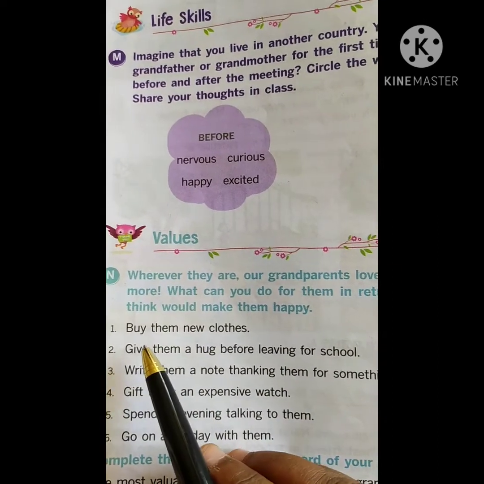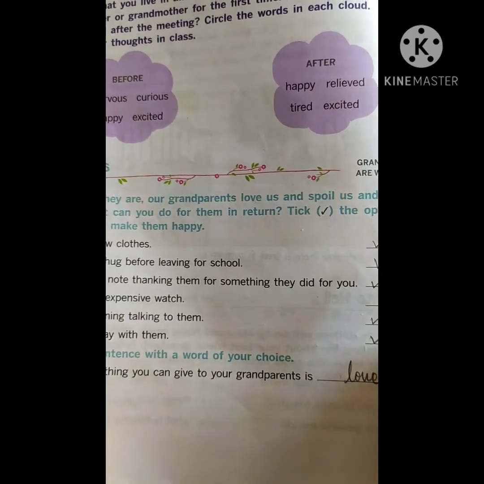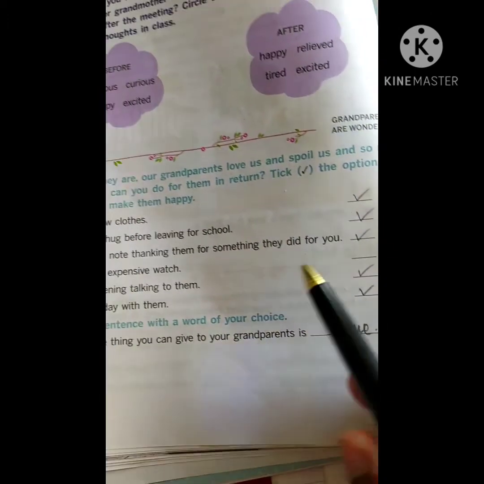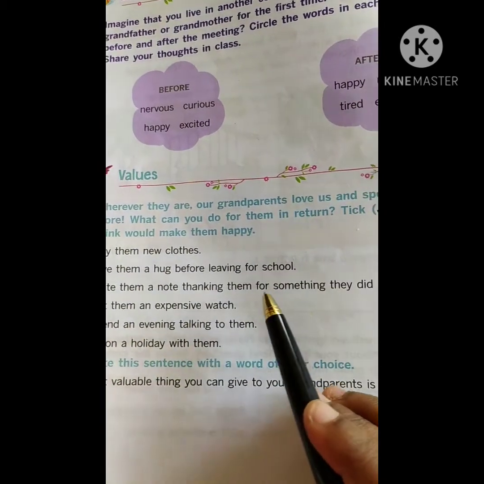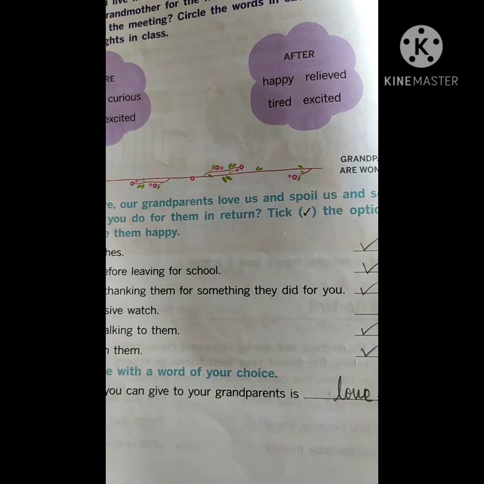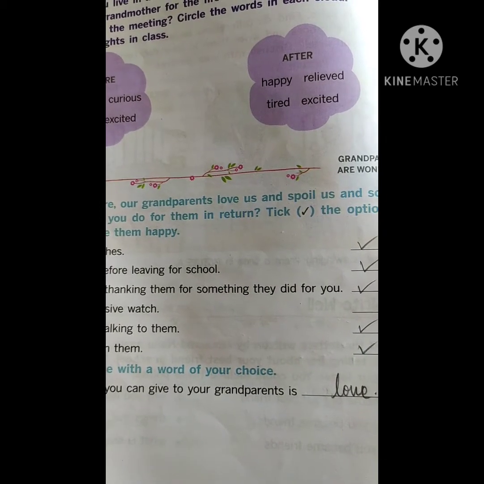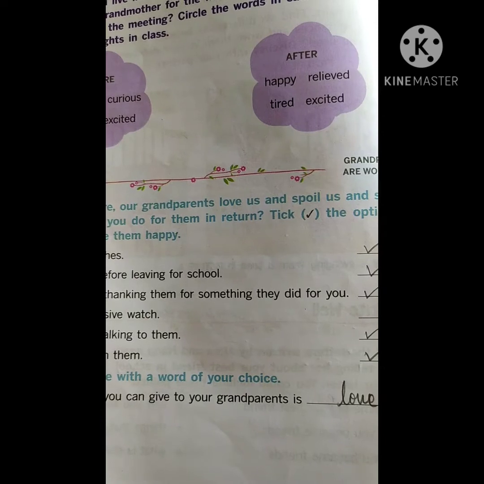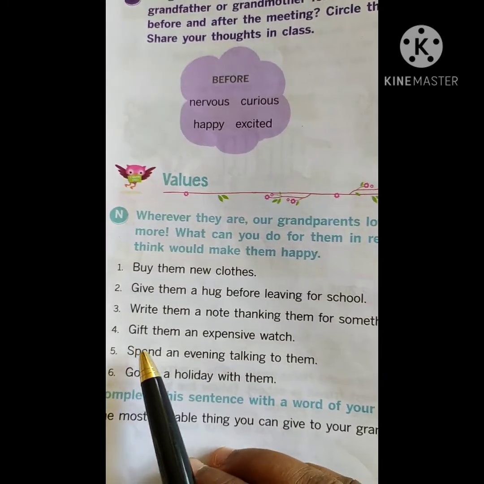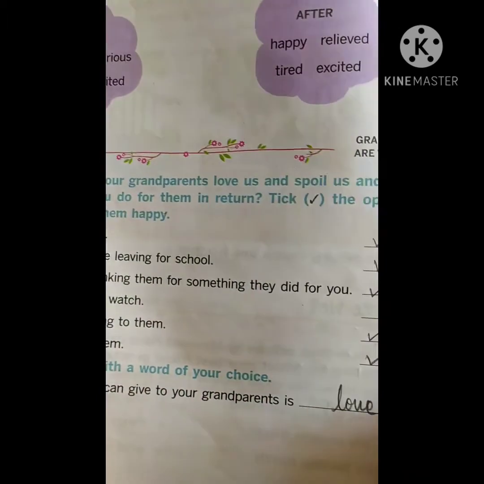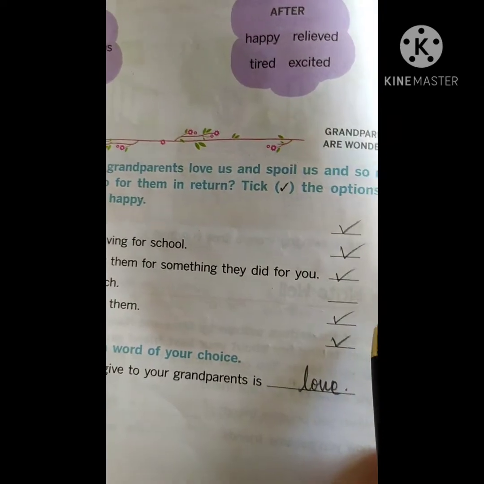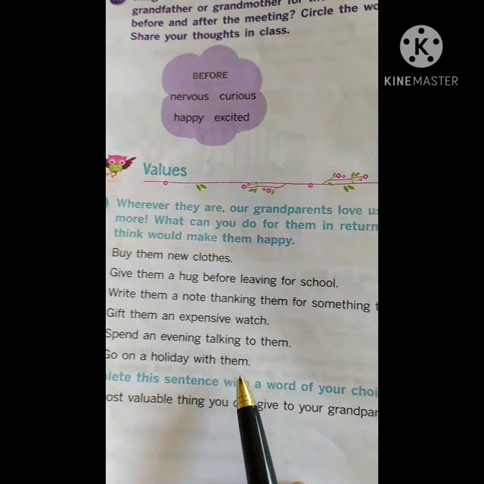Okay, next one, buy them new clothes. Yes, obviously. Give them a hug before leaving or for school. Yes, obviously. Write them a note thanking them for something they did for you. Yes, it is better to write in their language, for their understanding, so that I can give them a thank you note. Okay, give them an expensive watch. I won't give. Okay, spend an evening talking to them. Yeah, obviously. Go on holiday with them.